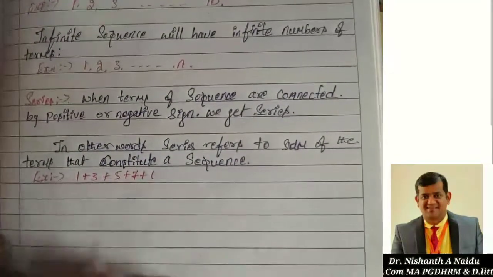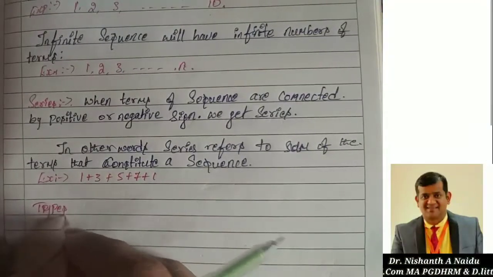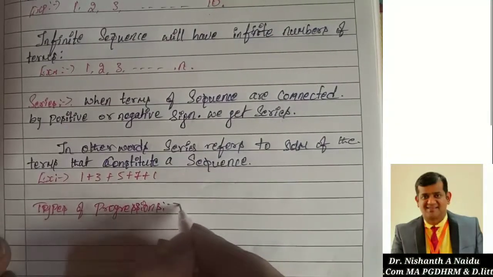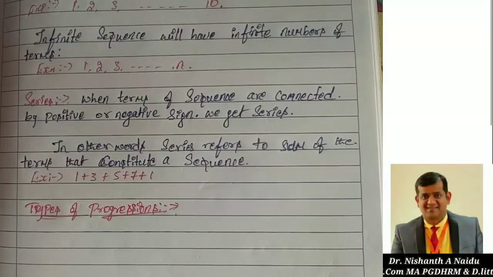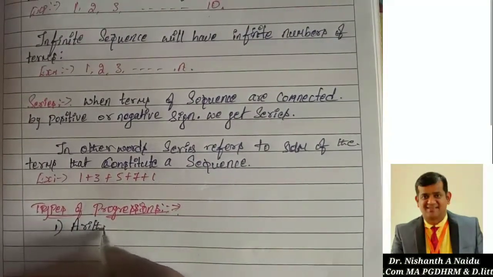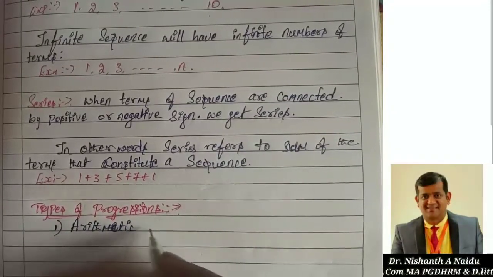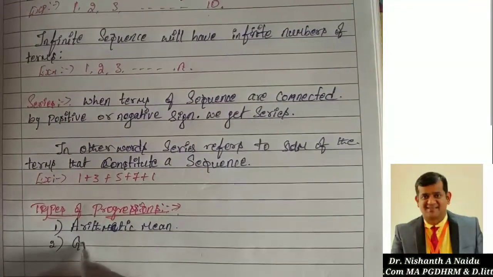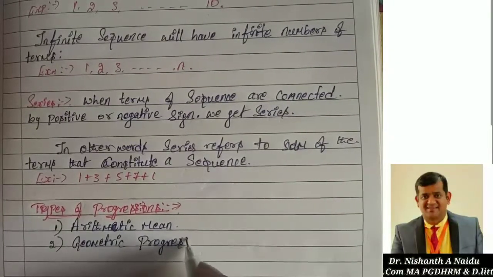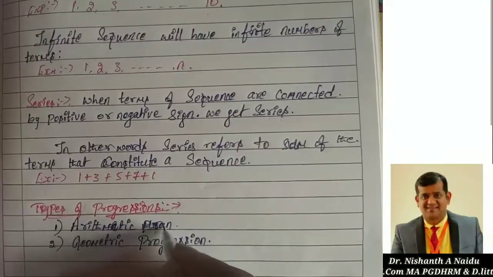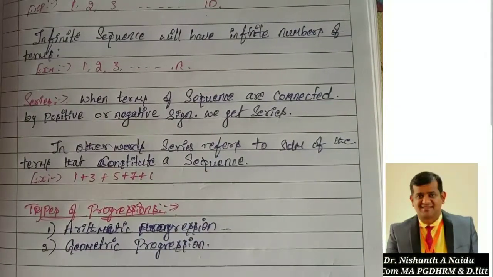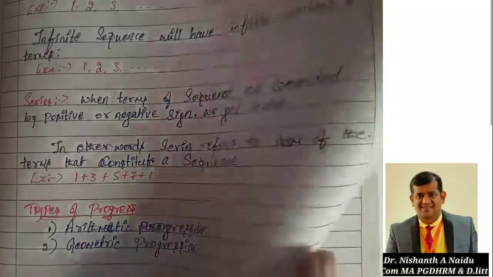Okay, so next let us understand types of progressions. What are all the types of progressions we have? There are two important types of progression. Number one is arithmetic progression, and number two is geometric progression. These are the major types which we use in progression.